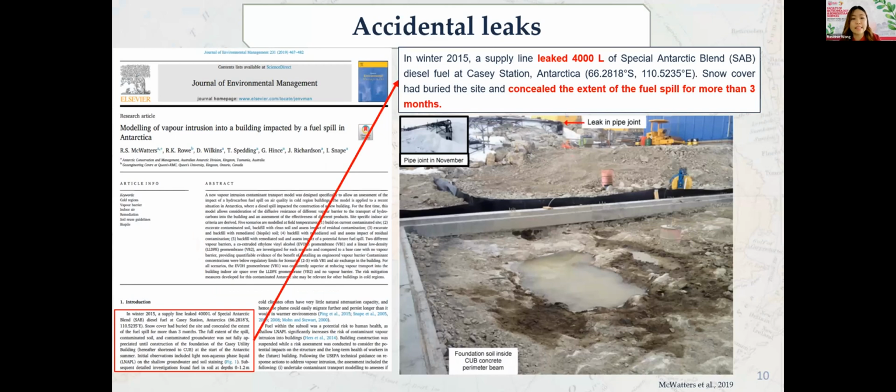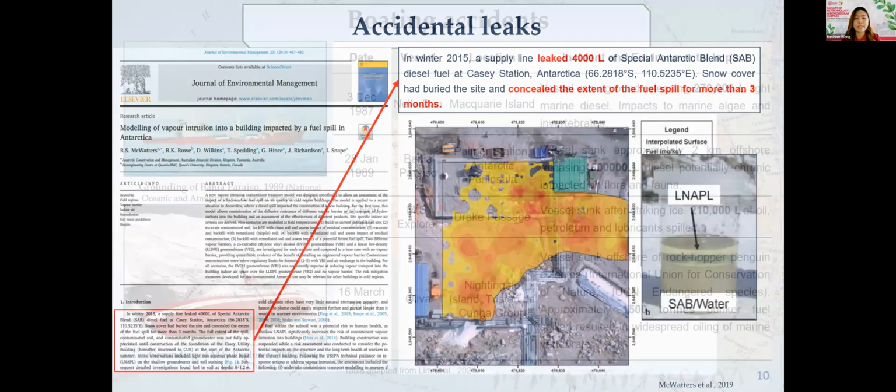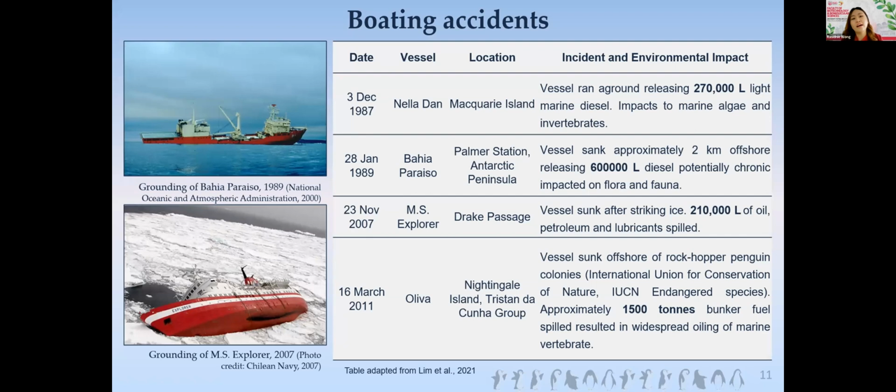Number one is accidental leaks, and this is a paper in 2019 that reported a leak of 4,000 liters of SAB in Casey Station, which was unfortunately concealed for more than 3 months due to the weather and snow cover. And other than that, though very rare, as Lucas mentioned just now, boating accidents also occur in the region, and this is just a very brief summary of how the accidents impact the environment.